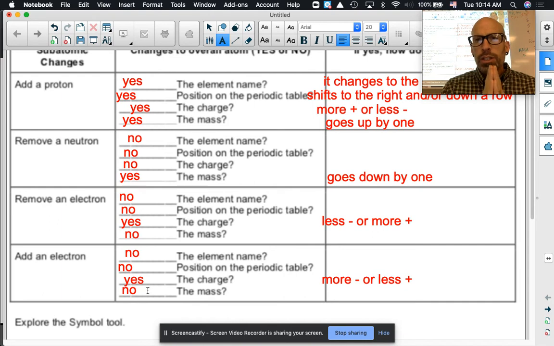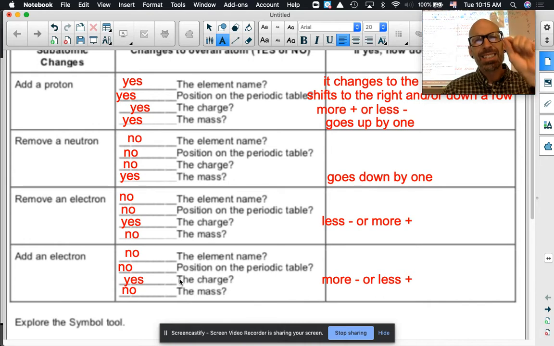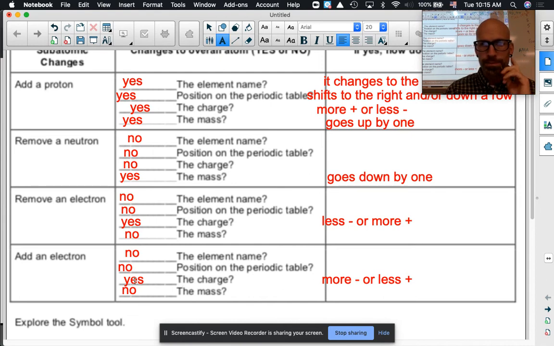Now, remember all these answers and questions here. The proton, what does it do? It does everything. It is the identity. It determines the position on the table. It changes the charge or affects the charge, and it affects the mass. All of them. The proton does everything. The neutron only affects what? The mass, because it has no charge. The electron only affects the charge because its mass is so teeny tiny. It's not that it has no mass, it's just very, very small. I hope you're getting that.